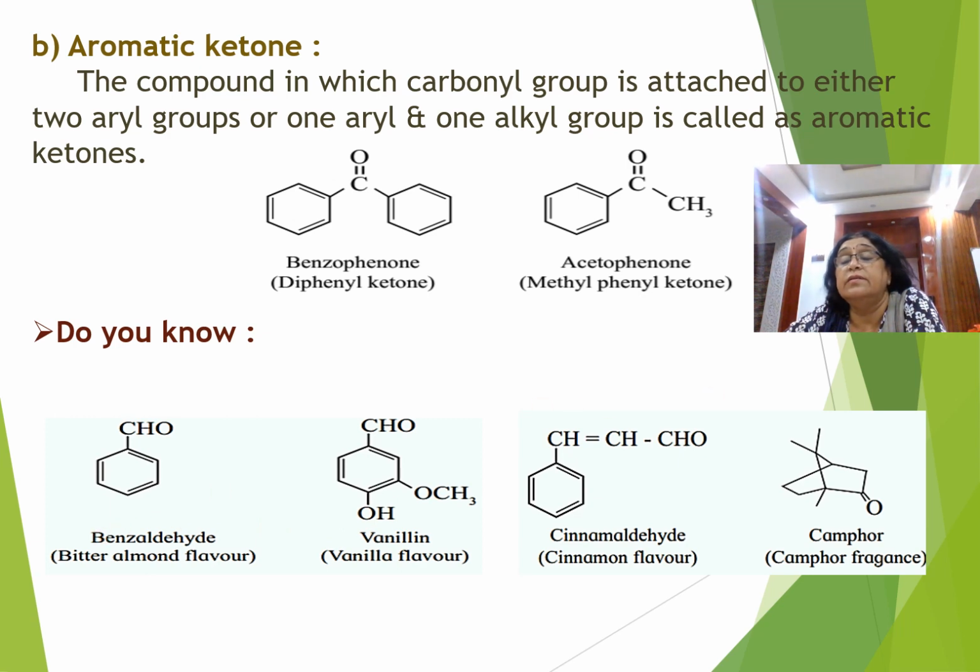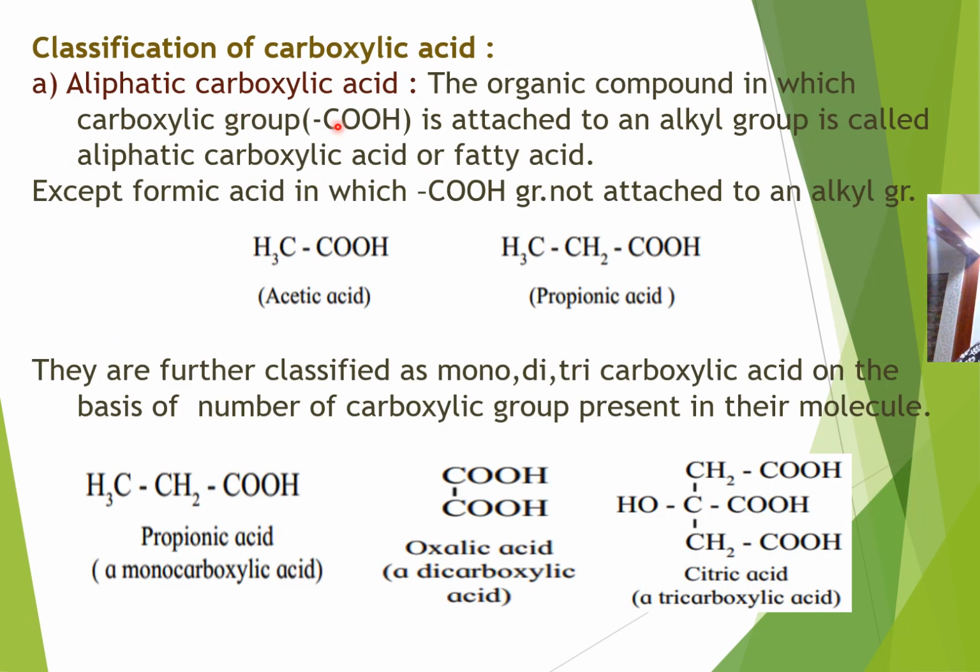Okay, then classification of carboxylic acids. Aliphatic carboxylic acids are those organic compounds in which the COOH group is attached to an alkyl group. So for example, CH3COOH, here the COOH group is attached to the methyl group and the name is acetic acid.